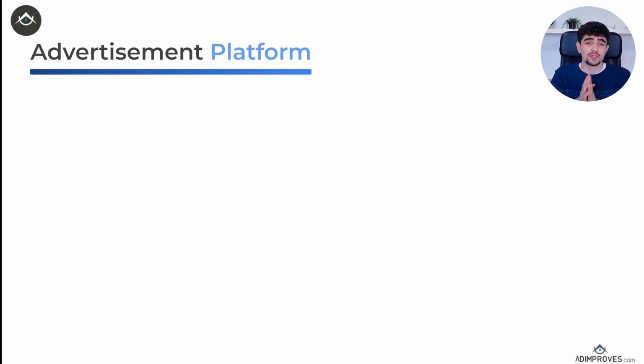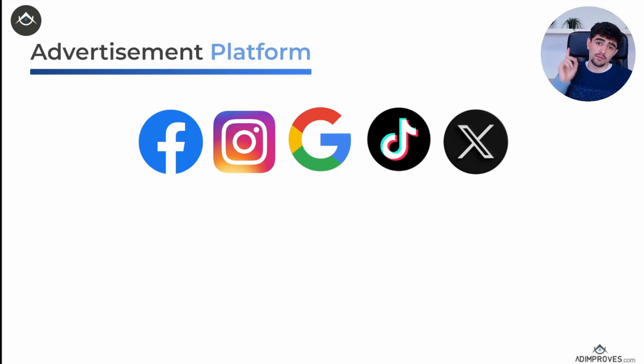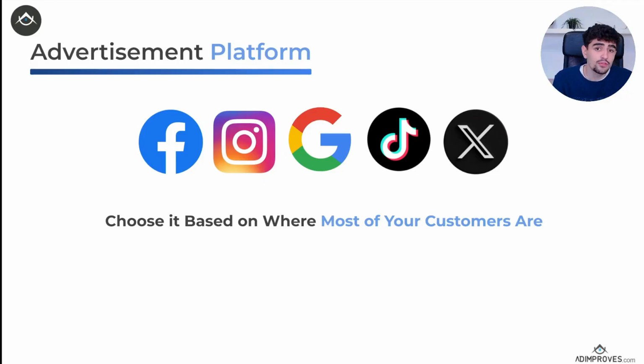When you want to advertise your services, you have to choose an advertisement platform. And there's a huge variety, right? You can choose from Facebook, Instagram, Google, TikTok, Twitter. I mean, this is not even counting the online lead generation services that you can also choose from. So there's a huge variety when generating your leads, right? But you'll have to choose based on where most of your customers are.